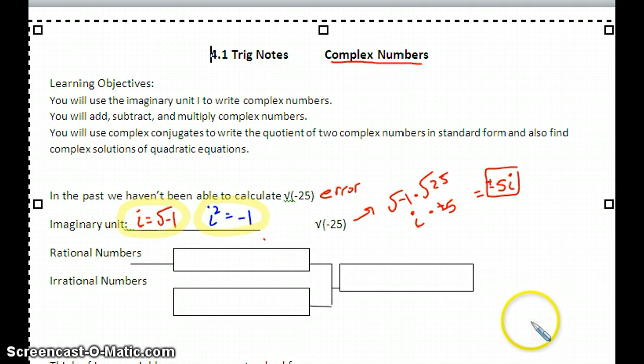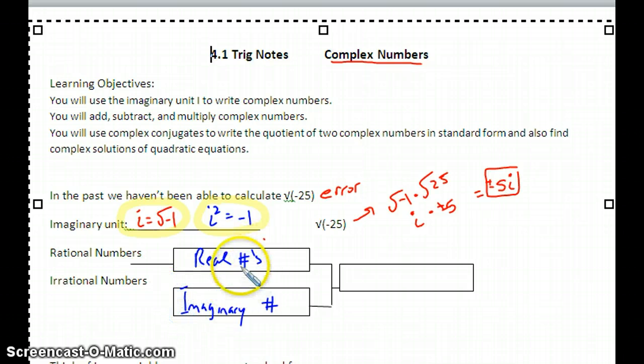Now in the past, what we've dealt with is just rational and irrational numbers, and we've called those real numbers. Now I'm introducing to you this square root of negative 1, which is what we're going to call an imaginary number. And when we take a real number and an imaginary number and combine them together, we end up getting what we're going to be talking about in this lesson, complex numbers.